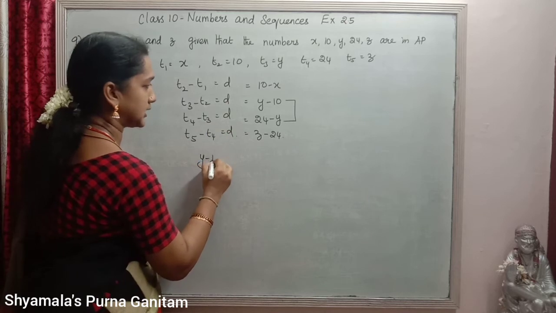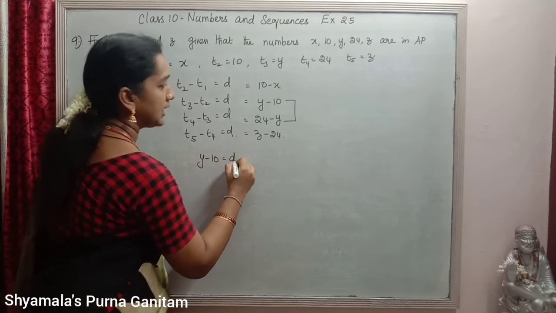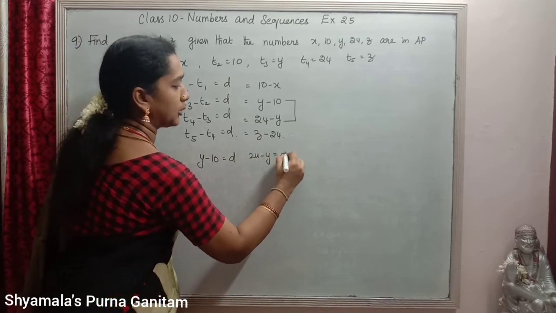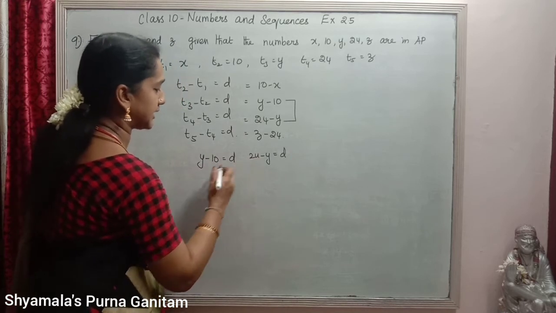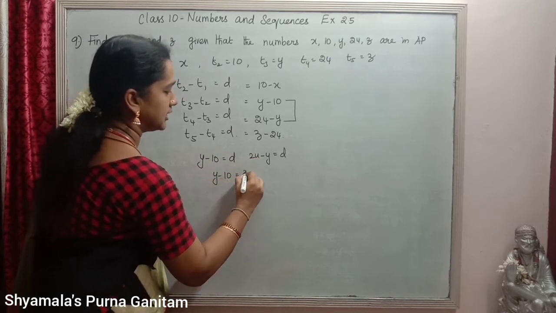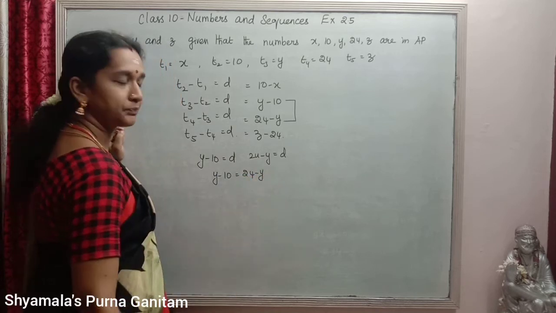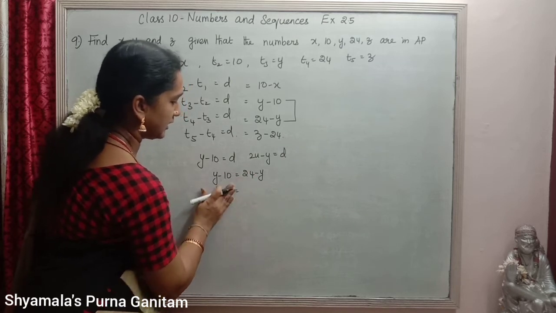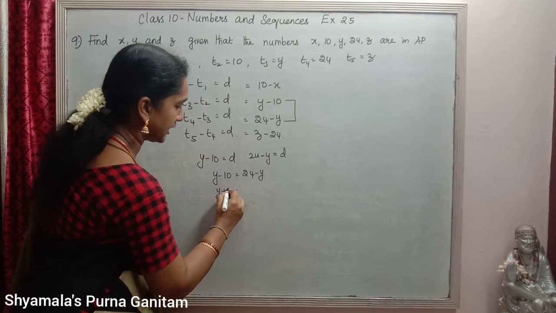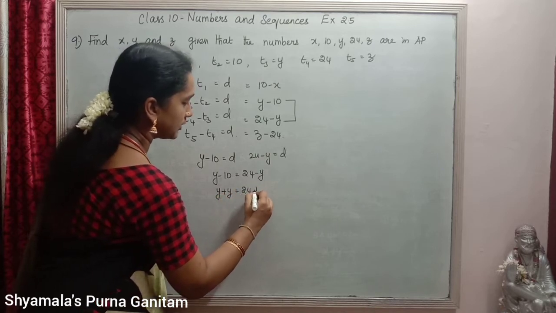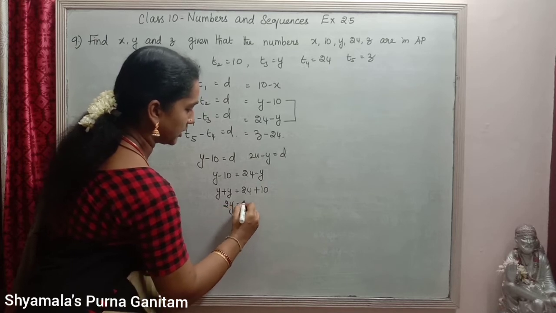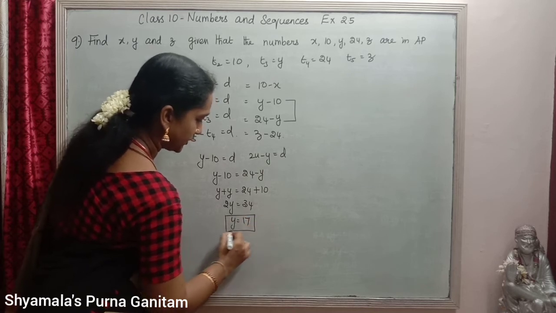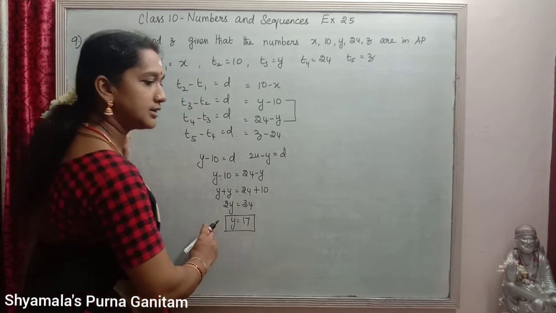So y minus 10 is equal to d, and 24 minus y is also equal to d. So both the left hand sides can be equated. So y minus 10 is equal to 24 minus y. From this we can find the value of y. So y is equal to, so here this minus y will bring it here plus y. So this is 24 plus 10. So 2y is equal to 34. So y is equal to 70. So y value I got it as 70.